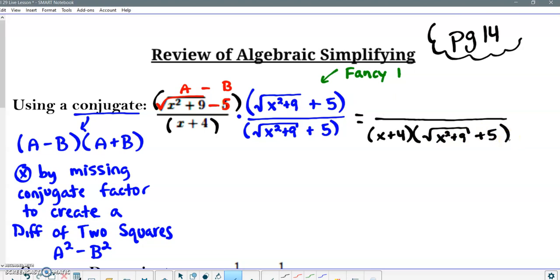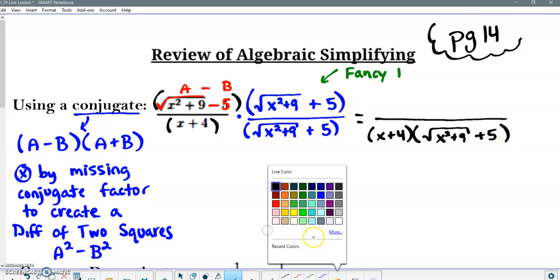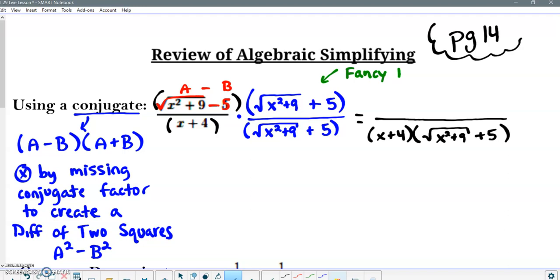Next, if you want to write this all down, you can. If not, I'm trying to allude to pencil by using gray. The first thing is that we take the square root of x squared plus 9 and multiply it by itself, so it's going to be squared. We'll get back to what that means in a second. Then we distribute the next term, and we get positive 5 times the square root of x squared plus 9.